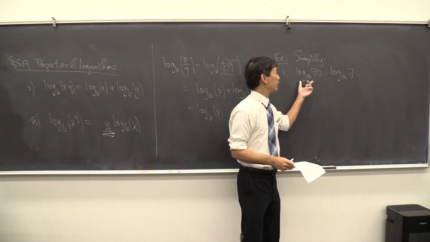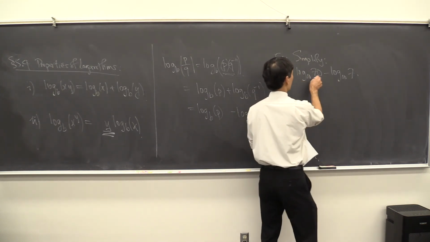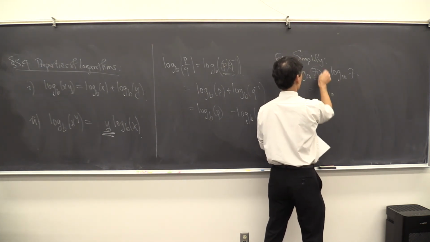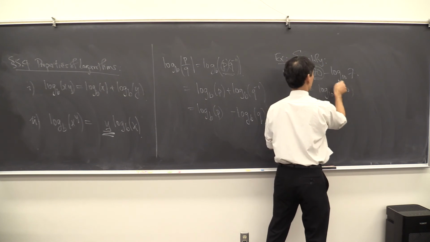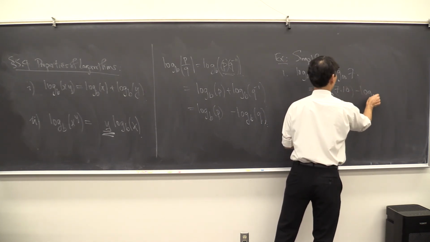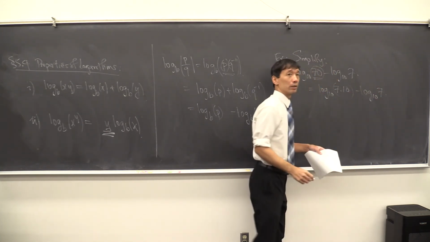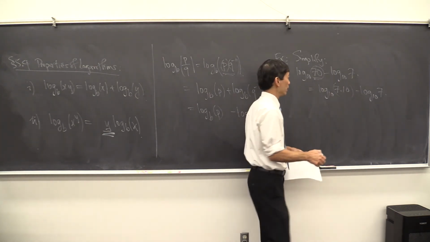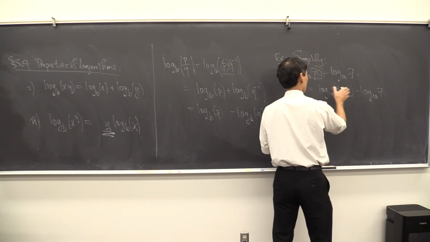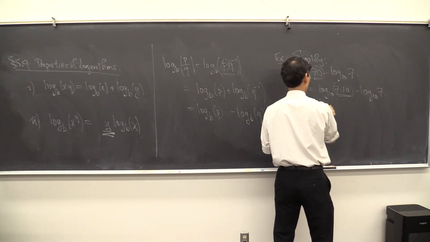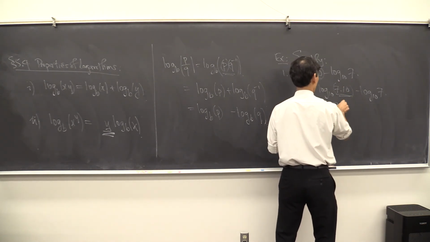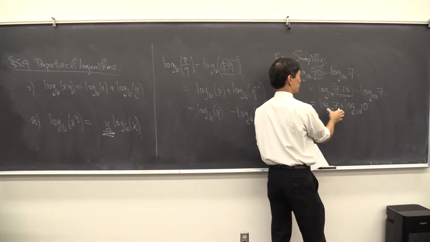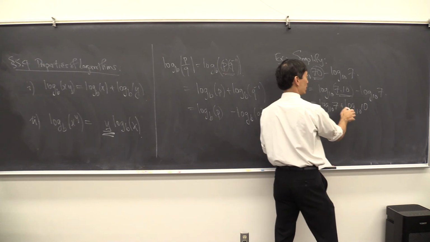So this one, I'm going to simplify it by recognizing the 70 as 7 times 10. 70 I can rewrite as 7 times 10. And then I'm going to use the log of a product as the sum. So I write this as the sum of the logs. Log of the product is the sum of the logs.